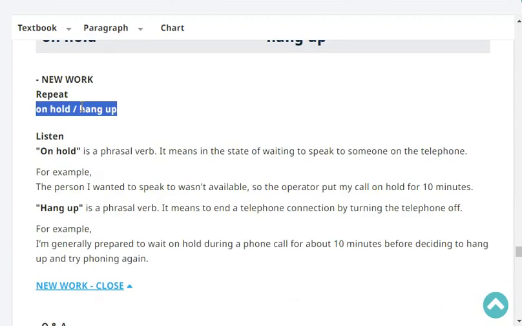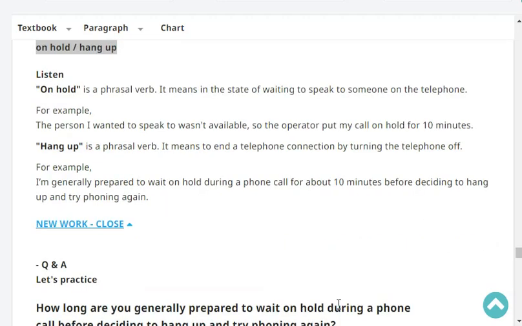Next, repeat. On hold. Hang up. Very good. Okay, listen. On hold is a phrasal verb. It means in the state of waiting to speak to someone on the telephone. For example, the person I wanted to speak to wasn't available, so the operator put my call on hold for 10 minutes.